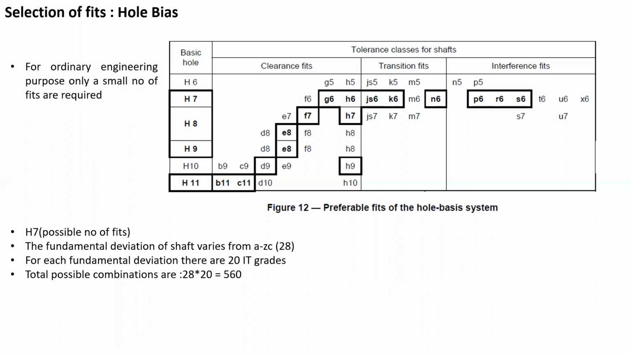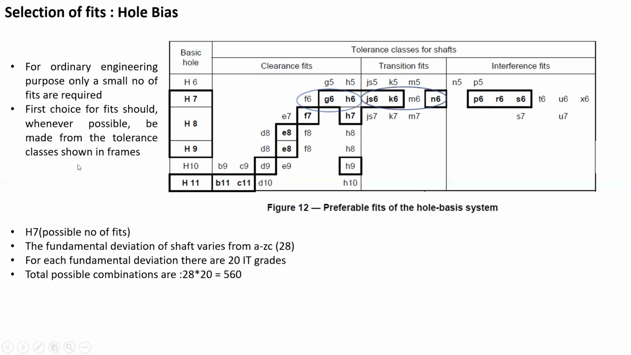For ordinary engineering purpose, only a small number of fits are required, as can be seen in the table. For the H7 hole, to make a clearance fit, we will use shaft having tolerance classes F6, G6, and H6. And if we want to create a transition fit using H7 hole, then the shaft used will be J6, K6, M6, and N6. Out of these also, the first choice for fits should whenever possible be made from the tolerance classes shown within the frames.